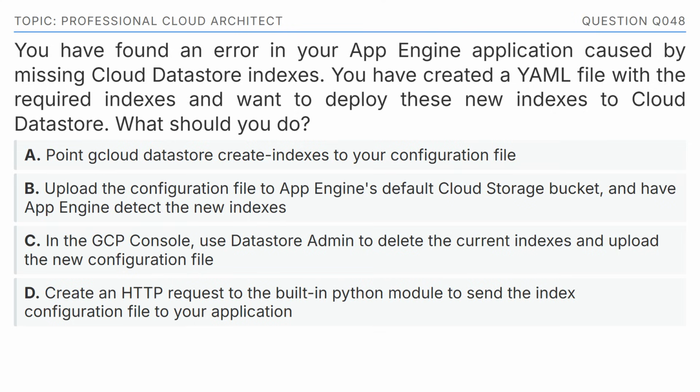The options are: Option A, point Cloud Data Store create indexes to your configuration file. Option B, upload the configuration file to App Engine's default cloud storage bucket, and have App Engine detect the new indexes. Option C, in the GCP console, use Datastore admin to delete the current indexes and upload the new configuration file. Option D, create an HTTP request to the built-in Python module to send the index configuration file to your application.